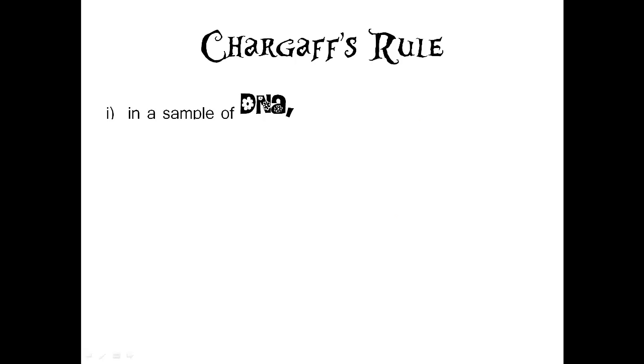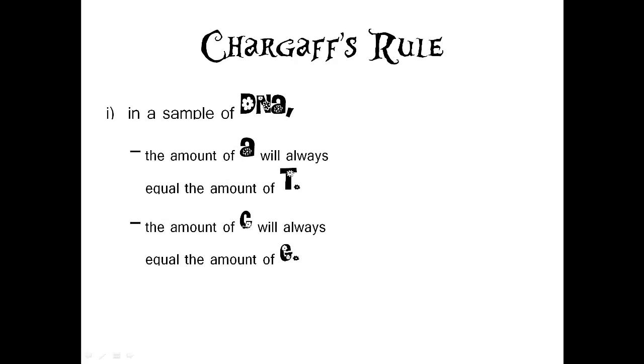Chargaff's rule is something that you need to know. His rule states that in a sample of DNA, the amount of T will always equal the amount of A. The amount of C will always equal the amount of G.